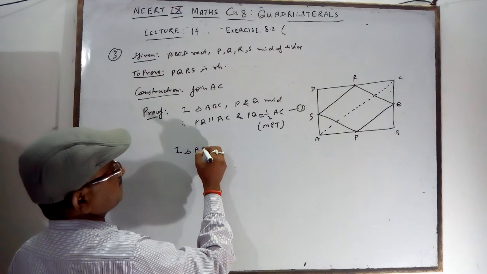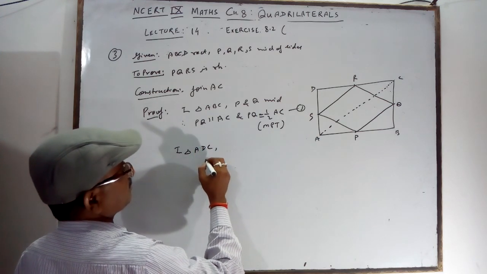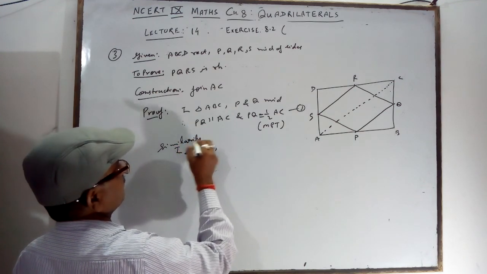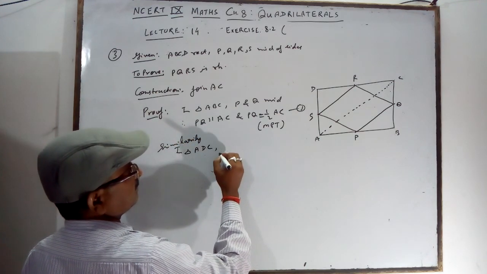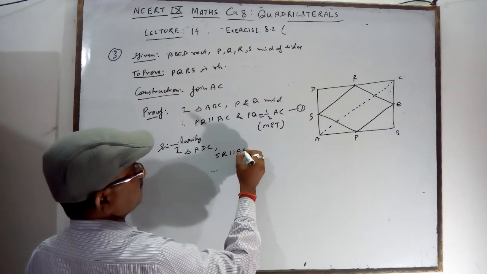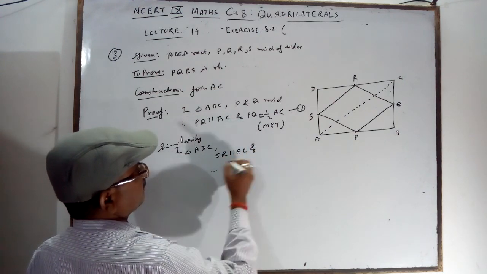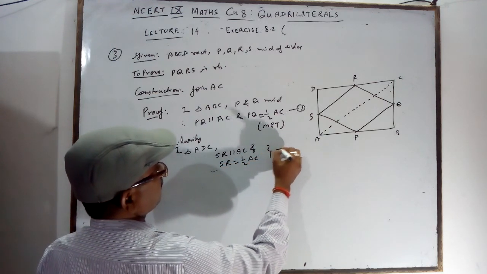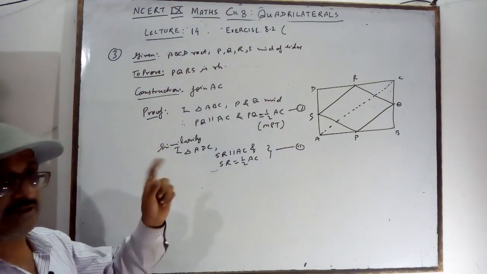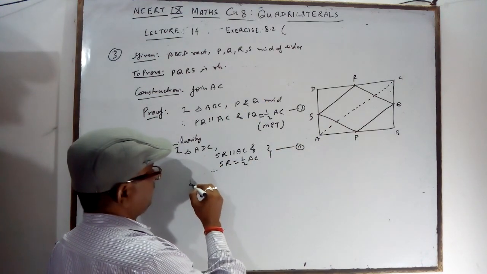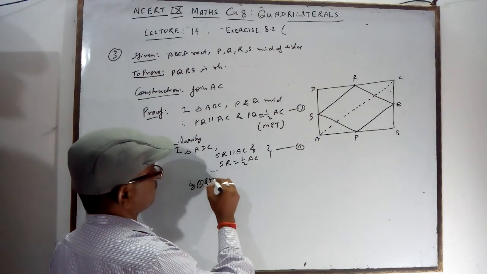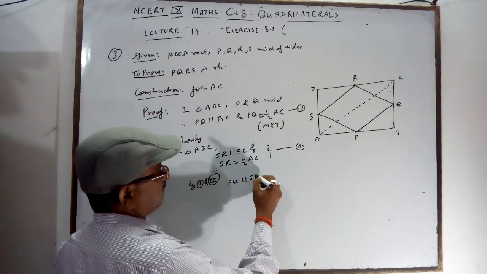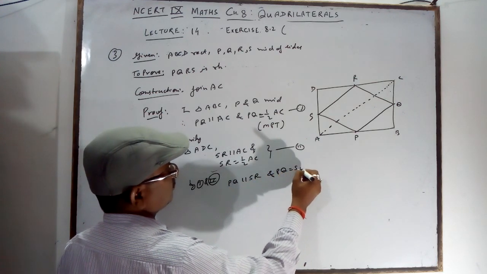Similarly, in triangle ADC, SR is parallel to AC and SR is equal to half AC. It is the second equation, by the same process of the midpoint theorem. By the first and second, PQ is parallel to SR and PQ is equal to SR.